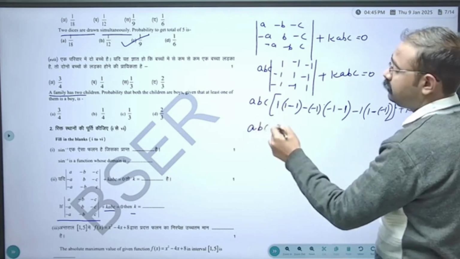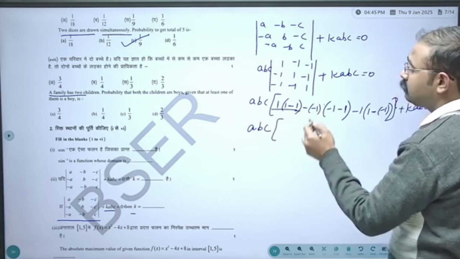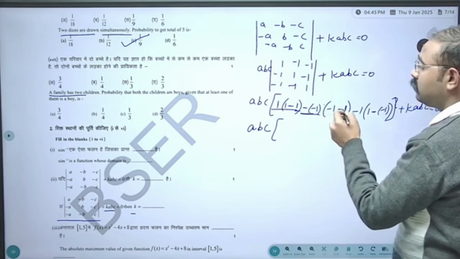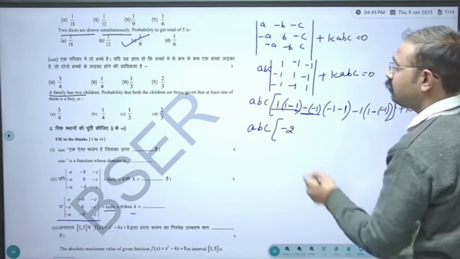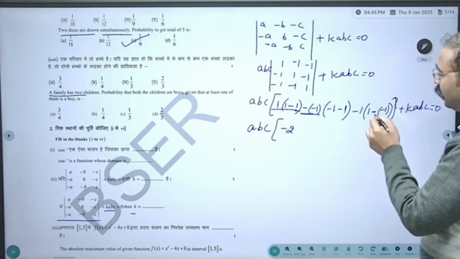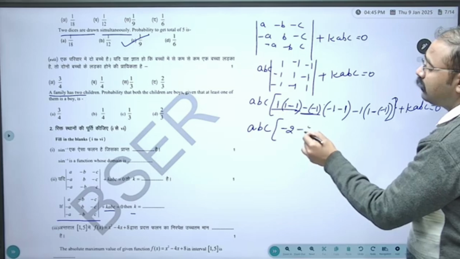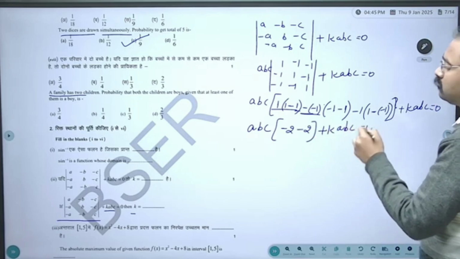Here abc times (1 minus 1 is 0, this complete term will be 0), minus minus plus 1, and -1 minus 1 is -2, multiplied by plus 1 gives -2. Here 1 plus 1 is 2, and 2 multiplied by -1 gives -2, plus k abc equals 0.